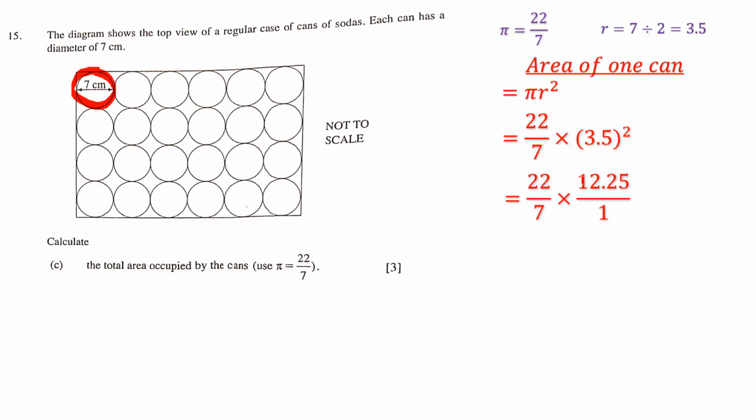So 22 multiplied by 12.25. And we're going to do 7 multiplied by 1. And so we have 22 multiplied by 12.25 is going to be 269.5. And 7 times 1 is 7. We divide 269.5 by 7. And we get 38.5. So the area of one can is going to be 38.5 centimeters squared. That's the area of one can.